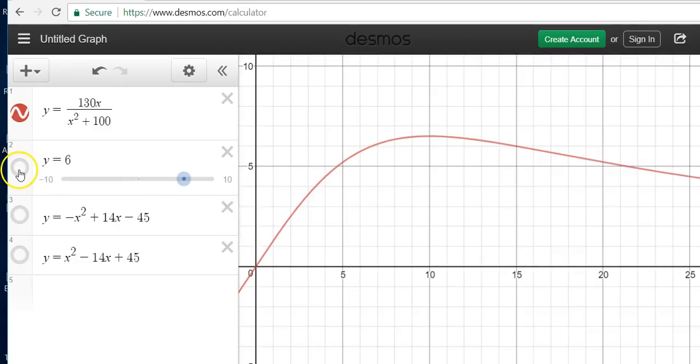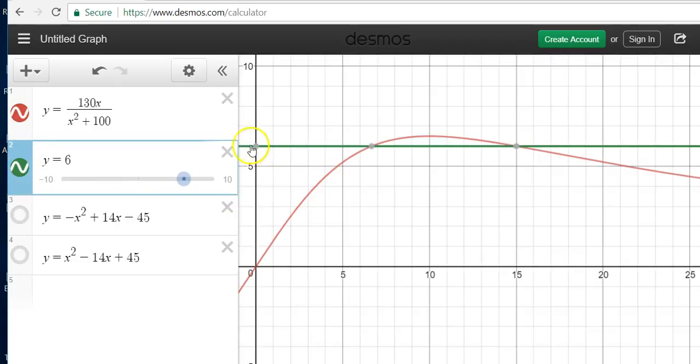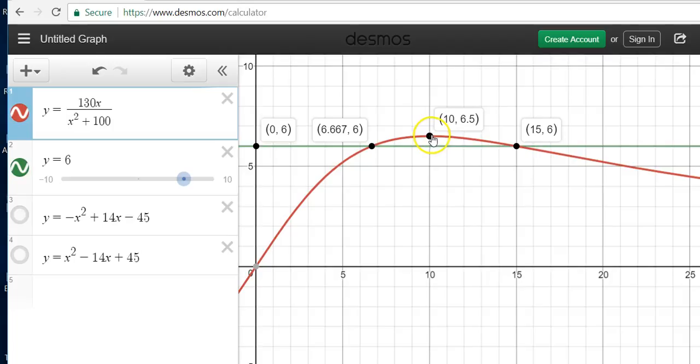So if I highlight my sales in thousands right here at 6,000 sales, notice between 6 2/3 and 15, my sales are at least 6,000. Here at 10, my sales are at 6,500. And also notice the rapid rise and then the slower decrease. This is how software typically sells. If it's successful, it will sell that way. So hopefully that helped you to understand visually a little better what your sign chart was about.